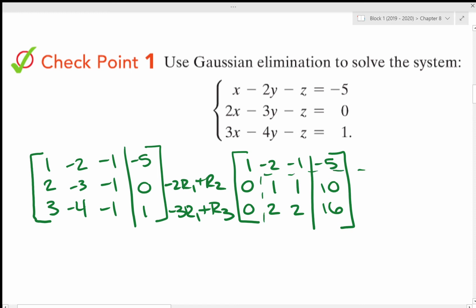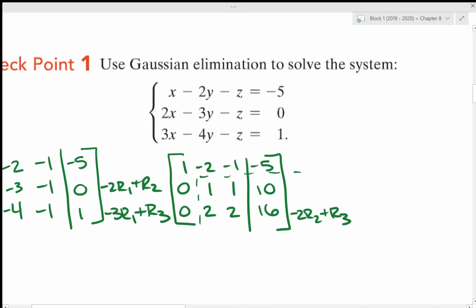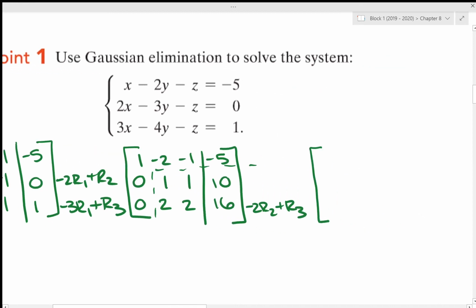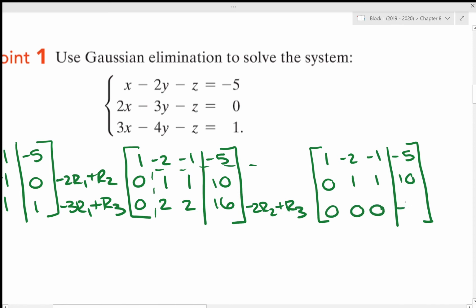We have the 1 up there already. It just worked out that way. So now I'm going to do -2 times row 2 plus row 3. And when I do that, row 1 is the same. Row 2 stays the same. And row 3 becomes 0, 0, 0, and -4.